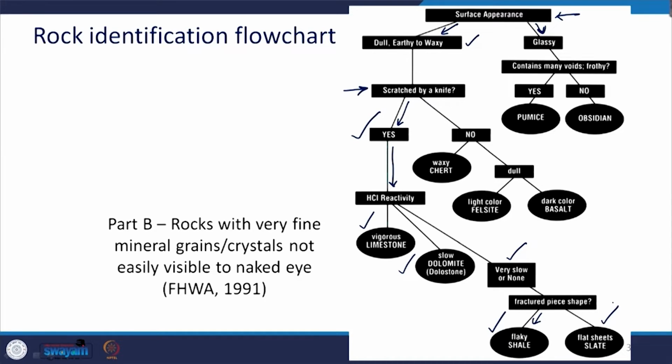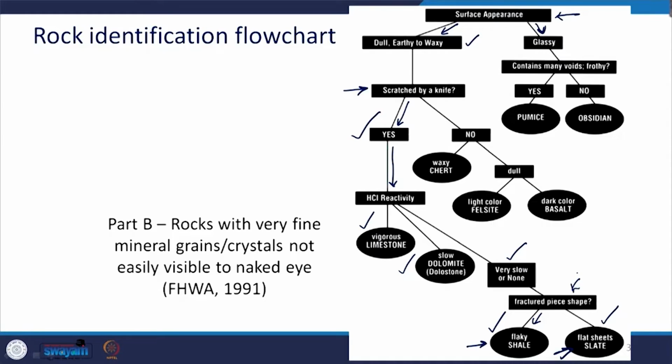So, you see, both these rocks, shale and slate, may look the same because they are both foliated and all those things, but the difference lies here: what is the shape of the fractured pieces.